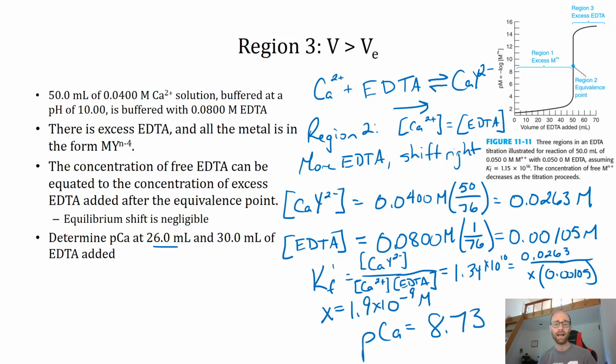If you want to go ahead and calculate it, you can, but keep in mind that that x value is going to be on the order of magnitude there, and so 0.0263 minus 0.00000002 is going to be basically the same number anyway.